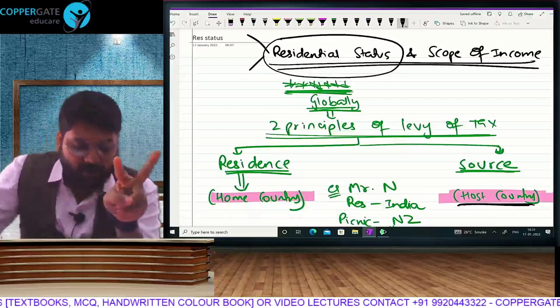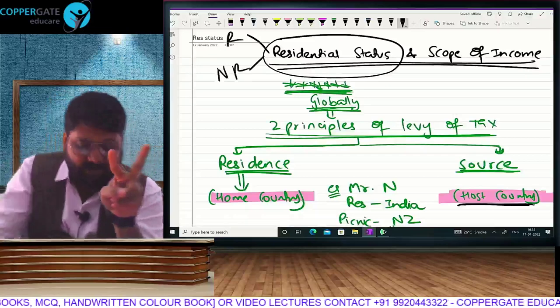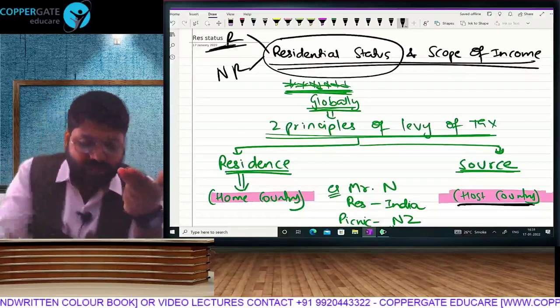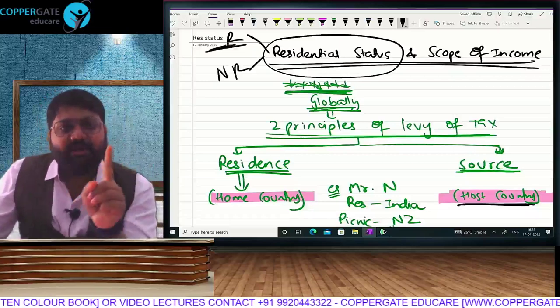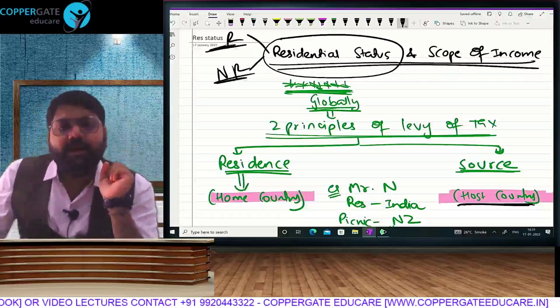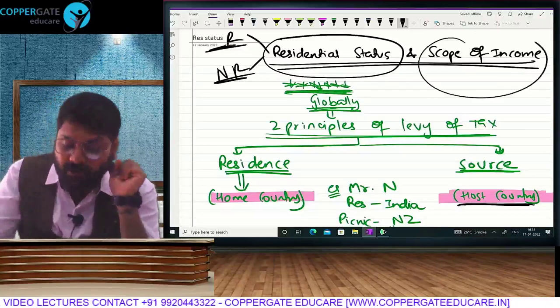Resident and non-resident. And what is the impact or reason or purpose of this classification? If you are resident in India, then world income will be taxable. If you are a non-resident in India, then only Indian income. And this is the scope of total income.